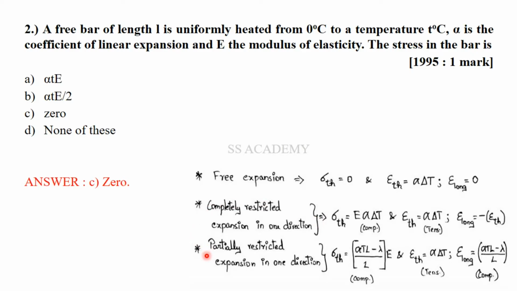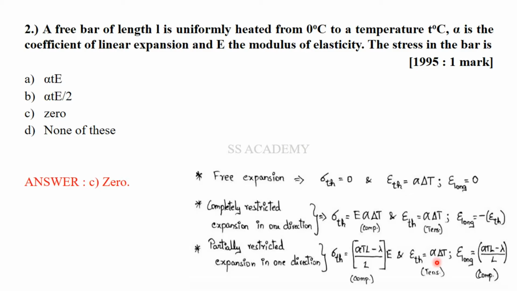It is similar to a cantilever beam type. One end is fixed and the other free end is at a particular distance from a fixed support. In such a case, there will also be a thermal strain which is alpha delta T due to temperature rise. But this alpha delta T is not completely allowed to expand.